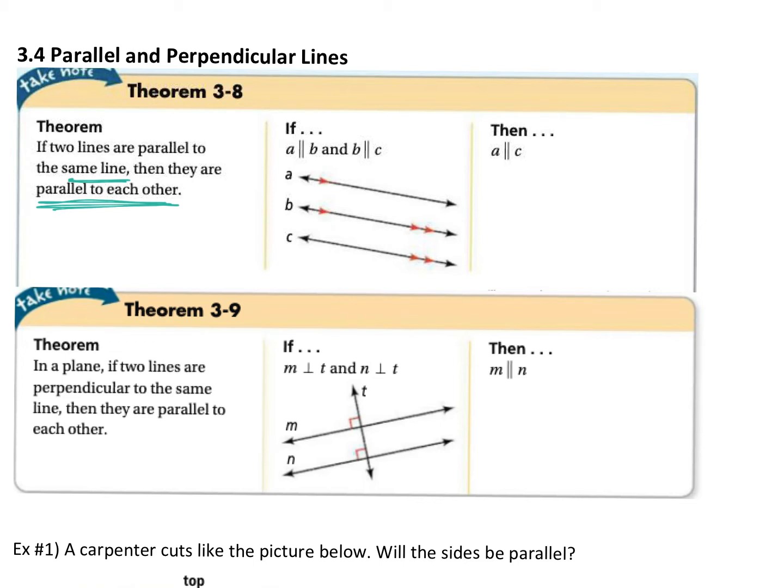So that's what this is saying, right? If they are parallel to the same line, if they're parallel to Sebastian, then they are parallel to each other. So A is parallel to C, even though it's not marked. A is marked parallel to B, and B is marked parallel to C, but it's just like the transitive property. Take out the one that's in common, and what's left will be parallel. So that's the first one.